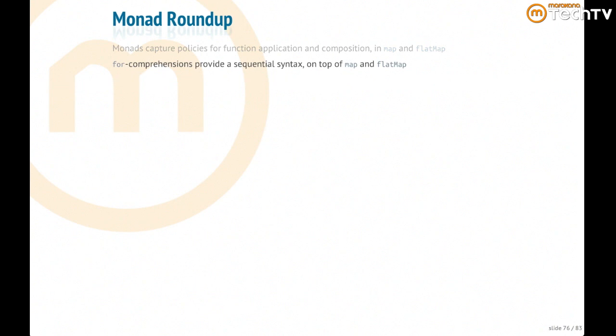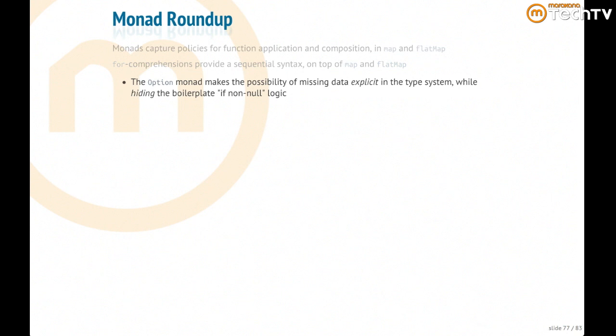And then as sort of syntactic sugar that helps us make this look really pretty, for-comprehensions provide this sequential looking syntax, and it's all done on top of map and flatMap. So we're gonna see this pattern fairly frequently. Some monad making something explicit in the type system while hiding something else. So in the option case, we're making the possibility of failure or the possibility of missing data explicit by saying, oh, we have an option of int, while hiding all of the boilerplate if non-null logic.